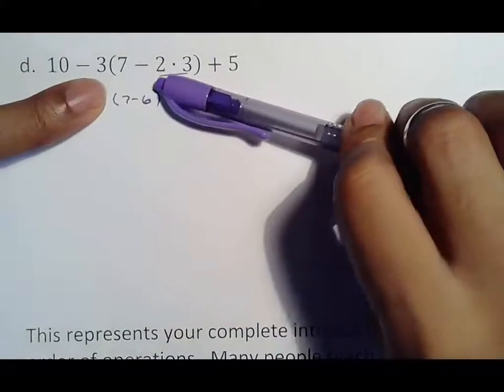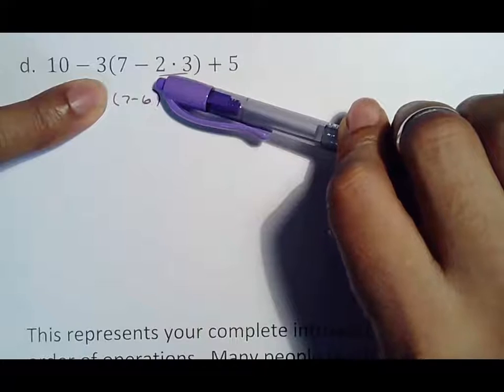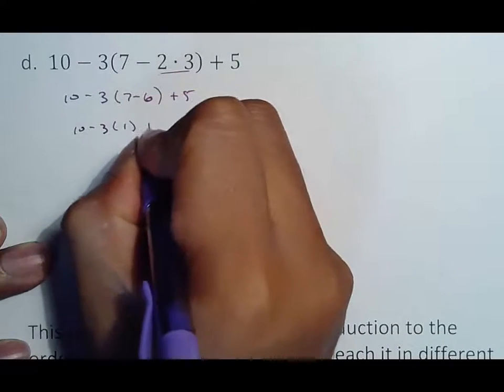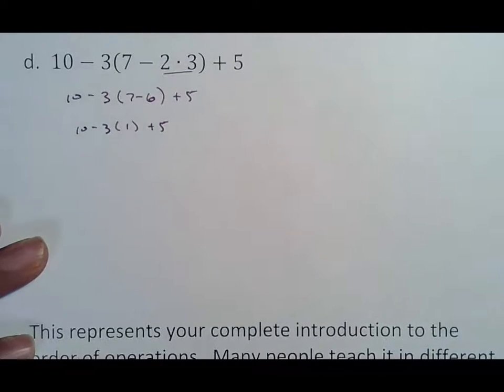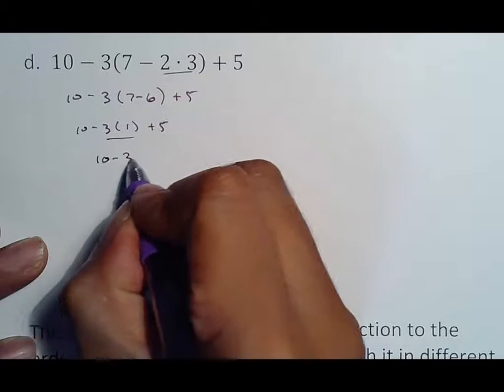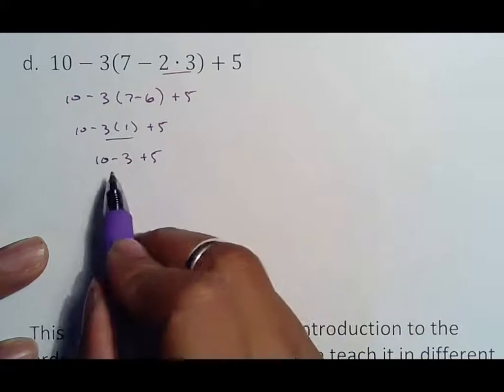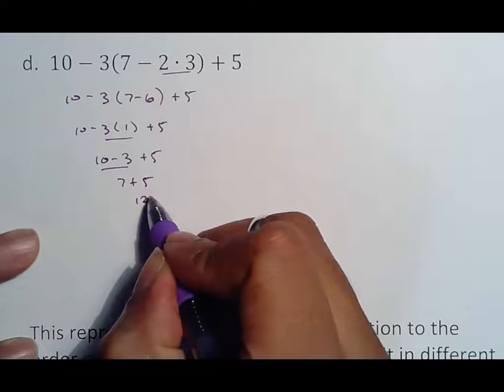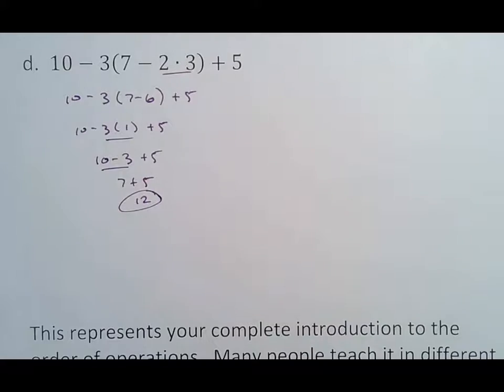Once again, we have parentheses, so focus only on the parentheses and make your choice. 7 minus 6 turns into 1. Now we make our decision based off of the higher level operation, which again is multiplication. And because there's nothing but addition, subtraction, work front to back and wrap up your question.